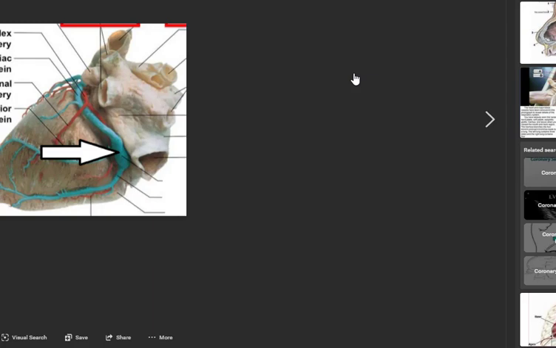Here's a little bit better picture. I kind of like this one a little bit better. See how much bigger that is? Right there. So everything can drain into it.